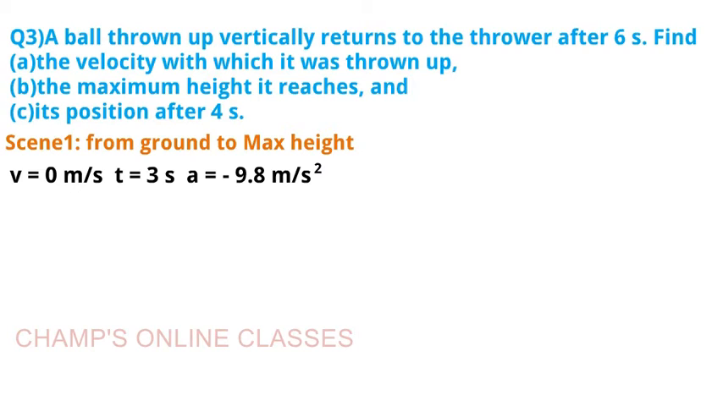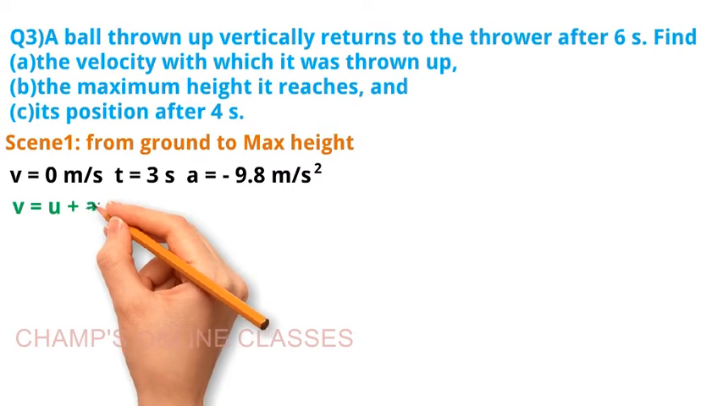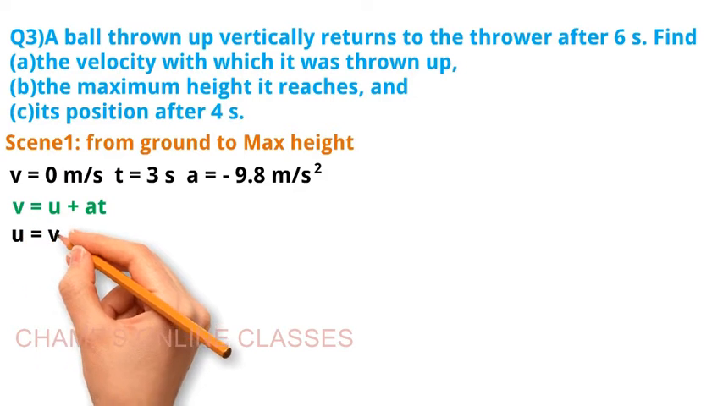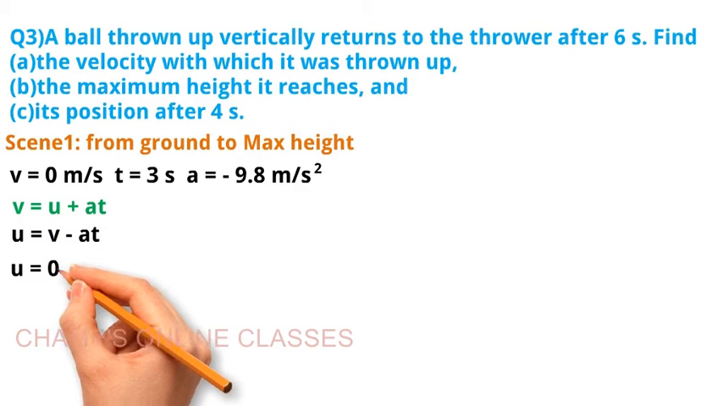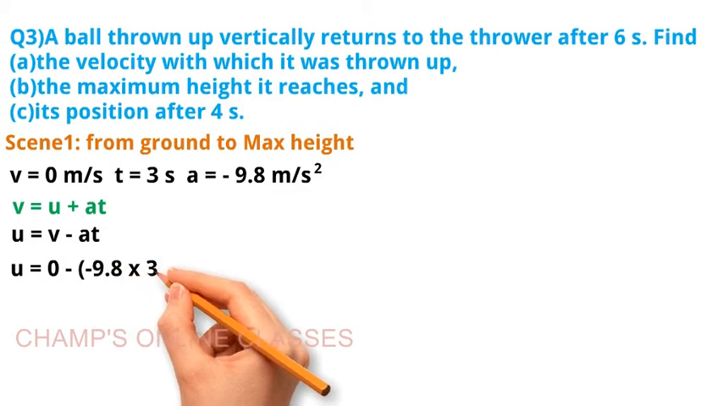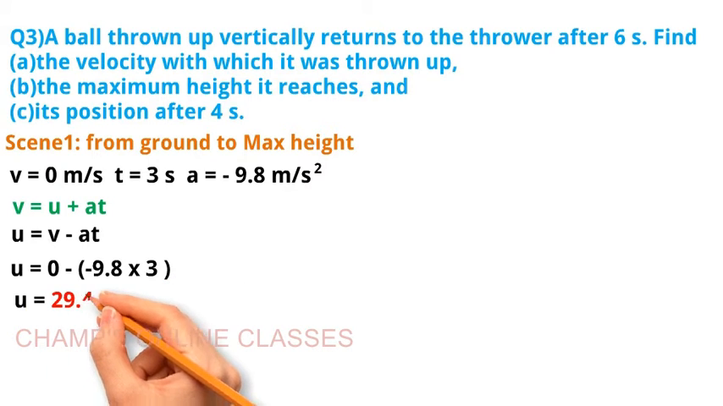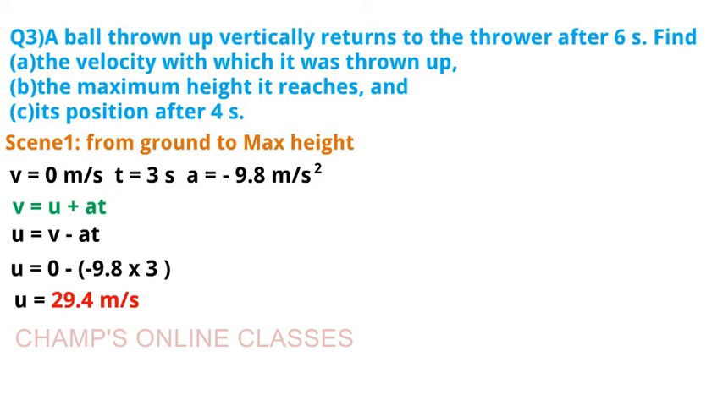negative as the motion of the ball in this case is against the gravity. Now to find the initial velocity with which the ball was thrown, we will be using the first formula of motion, that is v is equal to u plus at. Substitute all the values and after solving we will get u as 29.4 meters per second.